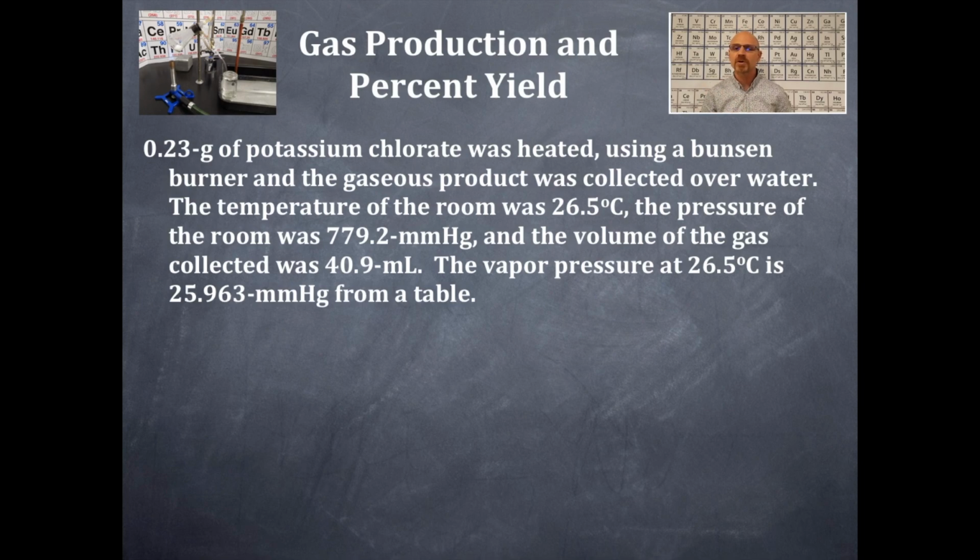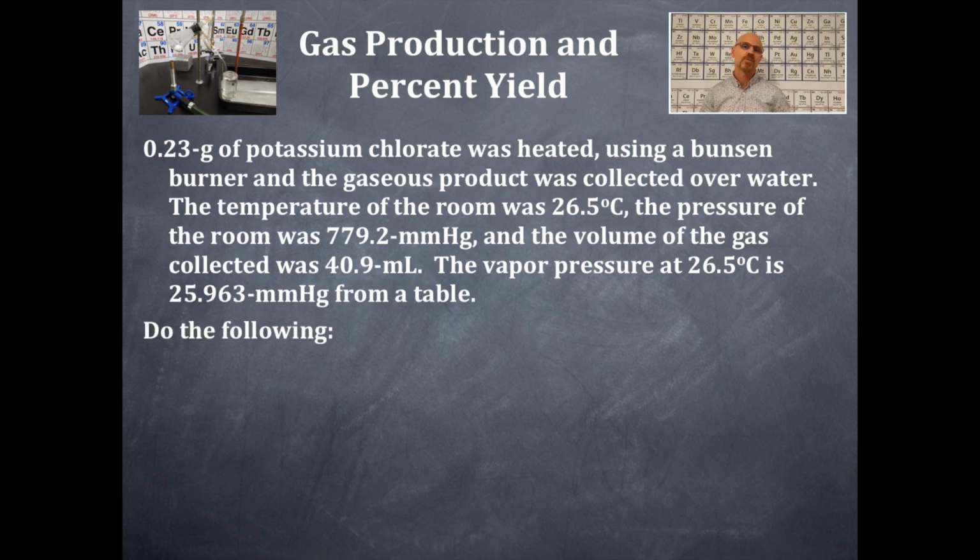The temperature of the room was 26.5 degrees Celsius. The pressure of the room was 779.2 millimeters of mercury. And the volume of the gas collected was 40.9 milliliters. The vapor pressure at 26.5 degrees Celsius is 25.963 millimeters of mercury, and that's coming from a table.